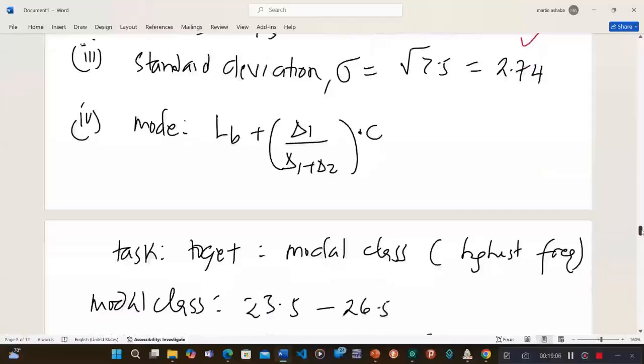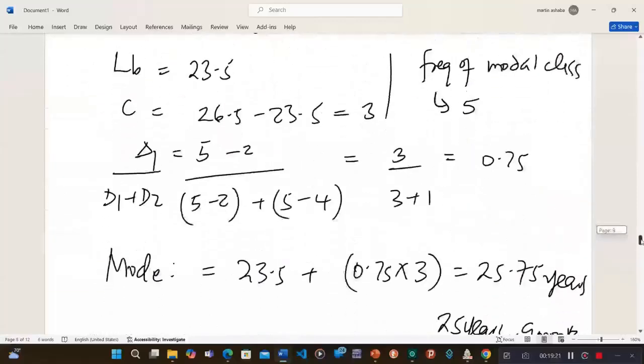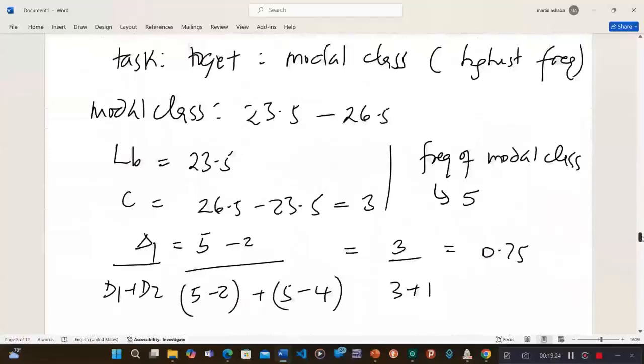Mode, we said, is the lower class boundary of the modal class plus delta 1 divided by delta 1 plus delta 2, times c. We said the modal class is that class with the highest frequency. So when we check in our frequency distribution table, we find that the one with the highest frequency is this, and the frequency of that class is that. The lower class boundary will therefore be this. The c, which is the upper class boundary minus the lower class boundary, will be that.